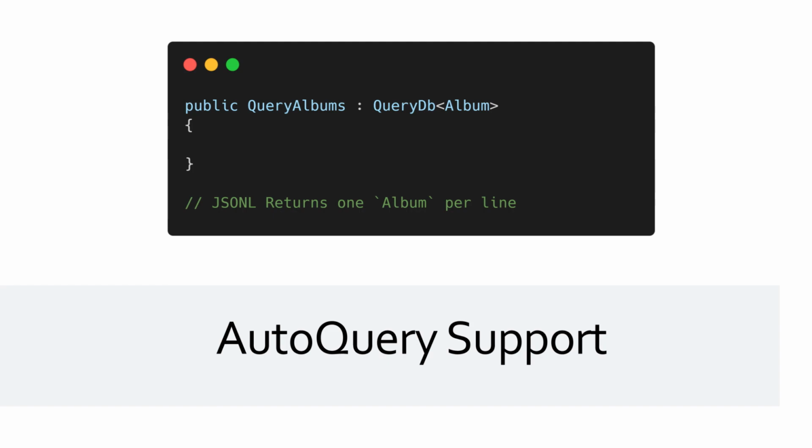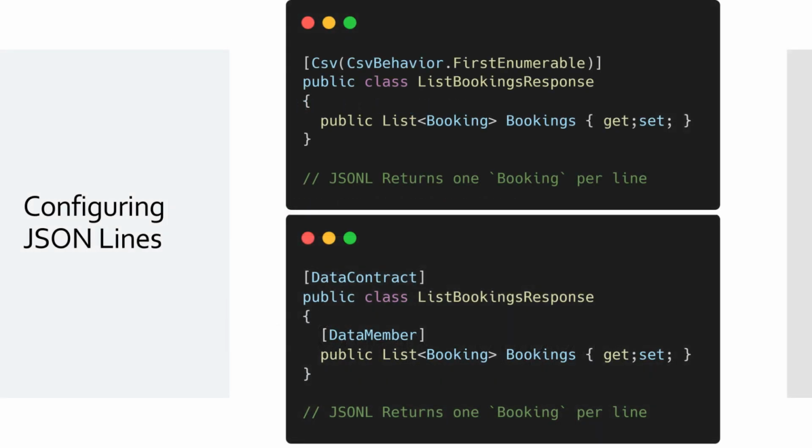Your AutoQuery services automatically support the JSONL data format by returning the data type that's configured with the AutoQuery endpoint for each new line returned in the stream. For other endpoints, by annotating our response DTO with DataContract or the CSV attributes specifying the first enumerable CSV behavior, the first IEnumerable property of your response DTO will automatically be serialized in the streamable JSON Lines format.